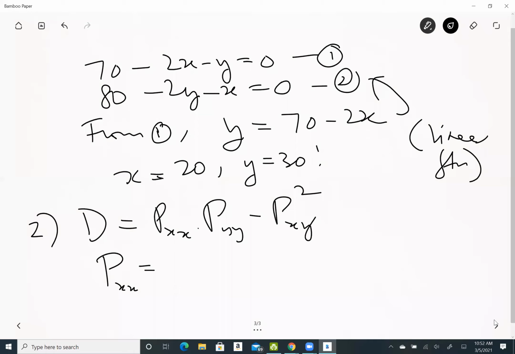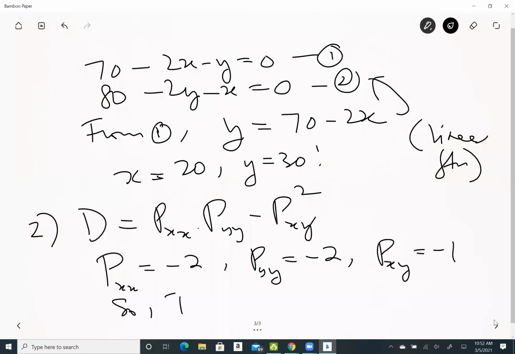Okay, got it? What is the value of D? I got Pxx. Pxx is negative 2. And then Pyy is negative 2. And then Pxy is equal to negative 1. Is that right? Now check. Am I right or am I not right? Betul? Yes, got the same. So kita dapat D equal to what?